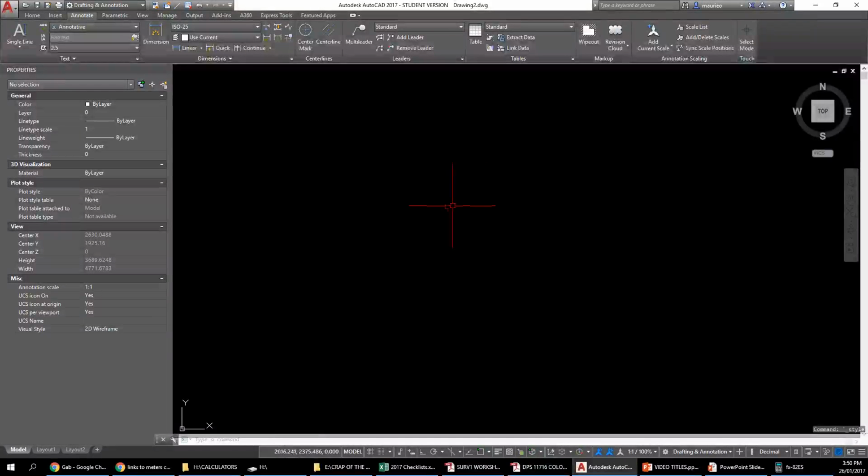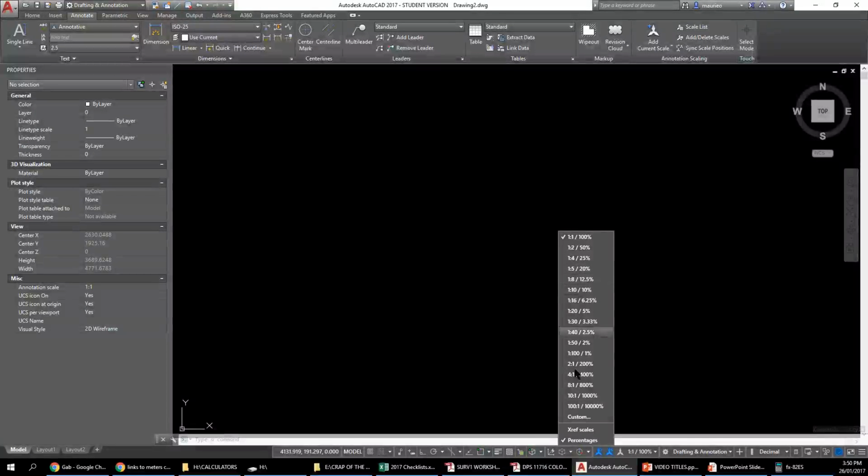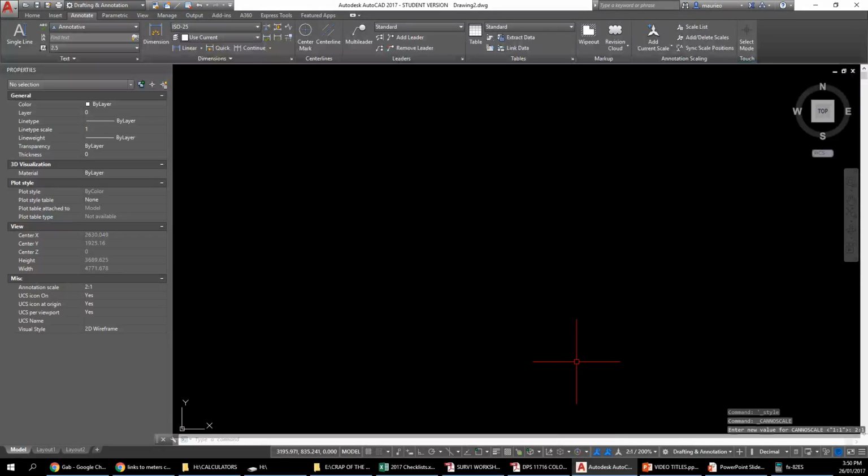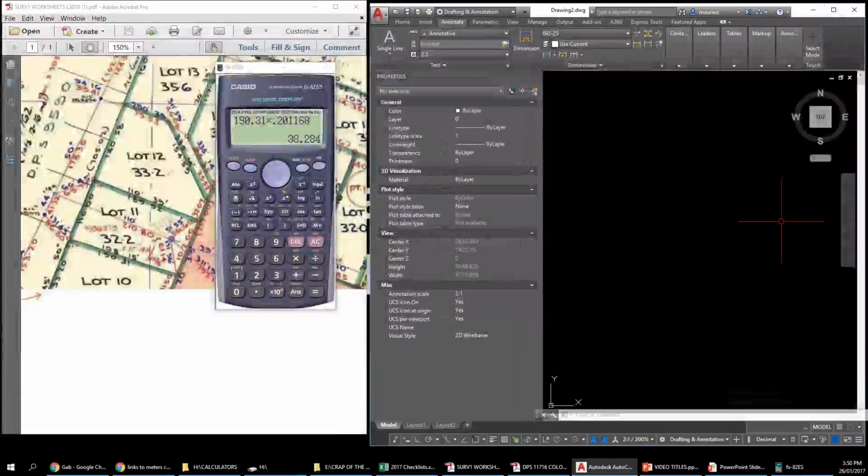Now this little one that I'm going to draw at the moment, I'm going to put it in at 2 to 1. So that's 2 millimeters equal meter. It's going to be 1 to 500. I've just got that all set up like that, and then I'll drop back here. Now what I want to do is draw up lot 11.